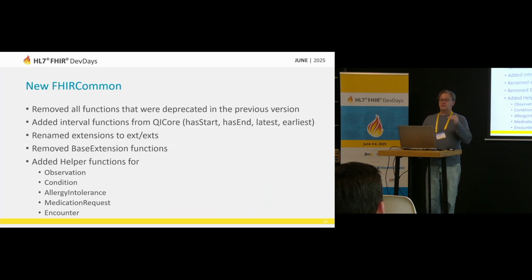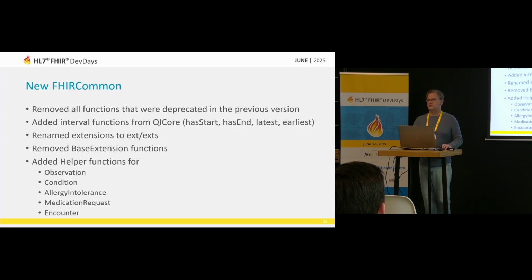So then the new FHIR Common, we removed all the functions that were marked deprecated in the previous version. Those are all gone now. We added interval functions from QI Core, so has start, has end, some of those utility functions. Renamed extensions to ext and exts. We removed the base extension functions. Those weren't being used, so those are just gone. And then we added helper functions across observation, condition, allergy intolerance, medication request, and encounter. And these are ones that we've been using in measures and decision support and population expressions for prior authorization questionnaires.